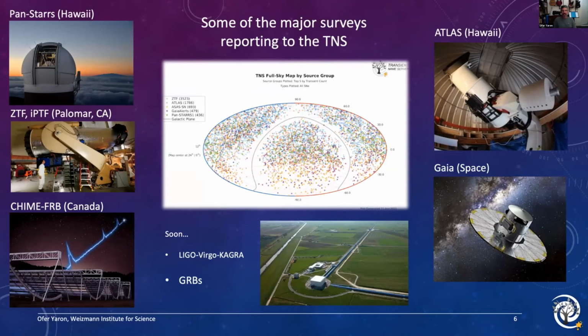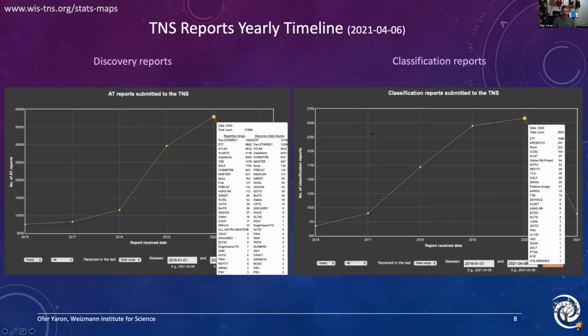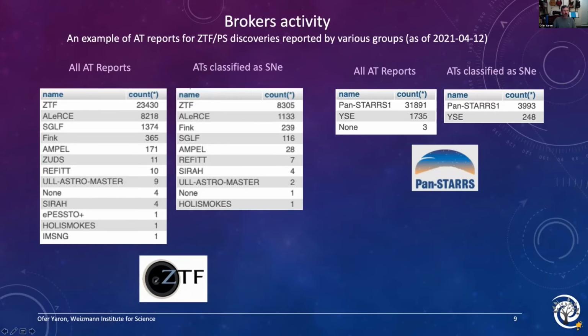We have pages that show statistics on the TNS, either all the relevant numbers of the reported transients and classified transients, etc. And we also show them in a timeline view. So by yearly or monthly or daily cuts, we can see all the data that has been submitted to the TNS. And you can see here that there is a distinction now that we make between the reporting group and the actual discovering survey.